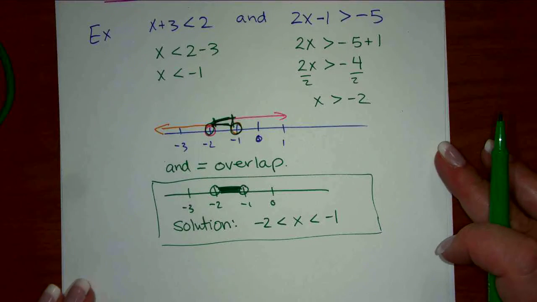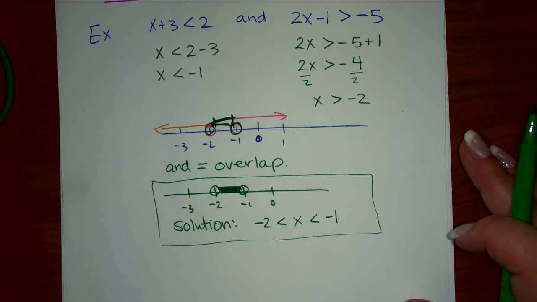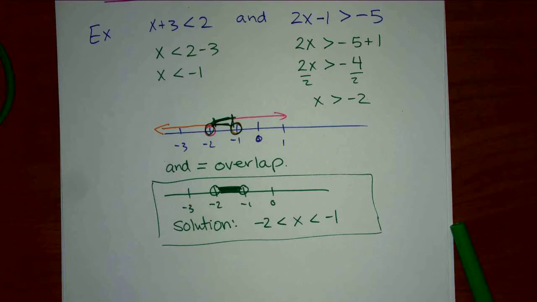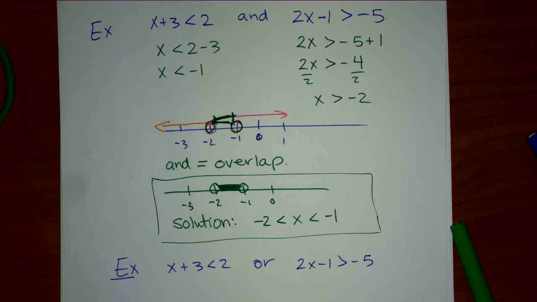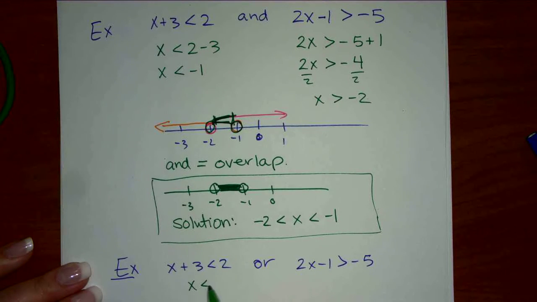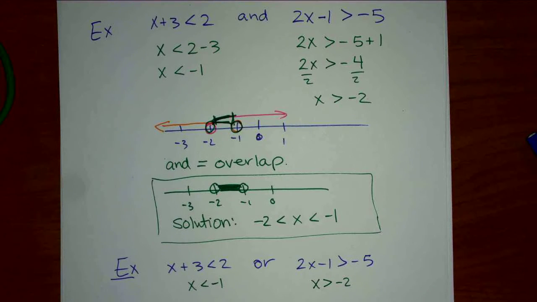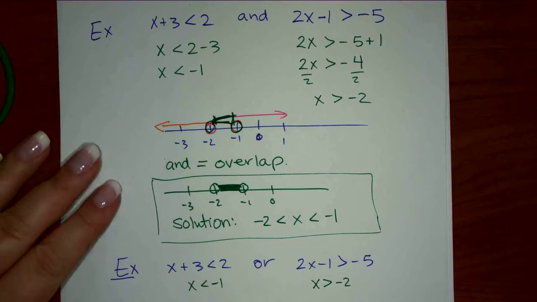Now, if we had the same question, but we put "or" in between. So x + 3 < 2, or 2x - 1 > -5. Okay, so we've got the same question. When you solve them, you get the same two answers. Here we'll get x less than -1, and x greater than -2. And it's the same number line. But the word "or", it doesn't have to be the overlap. It's wherever we draw. So where is it drawn on the number line?